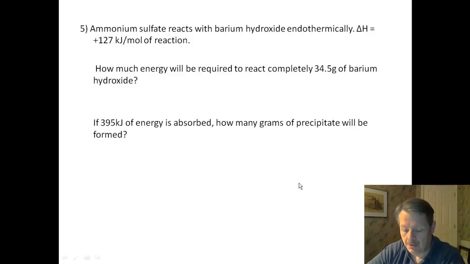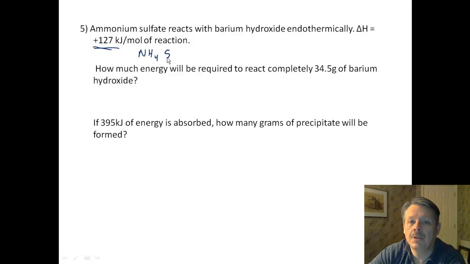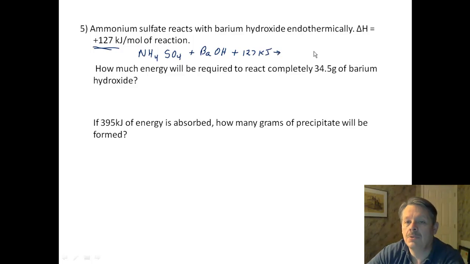Okay, let's do the last one. We have ammonium sulfate reacting with barium hydroxide endothermically, because notice that our kilojoules is positive. So this says ammonium sulfate, which is NH4, SO4, reacts with barium hydroxide, BaOH, and I have to put in energy of 127 kilojoules, and that is going to produce barium sulfate, and it's going to produce ammonium hydroxide.